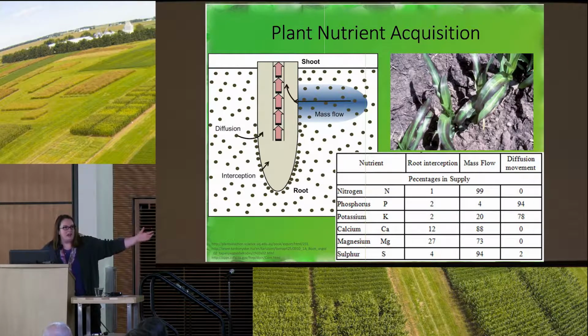Phosphorus, right? Purple means phosphorus. Every spring I go out and I see phosphorus deficiencies. They're like, I have a soil test. I have more than enough phosphorus. What's the problem?